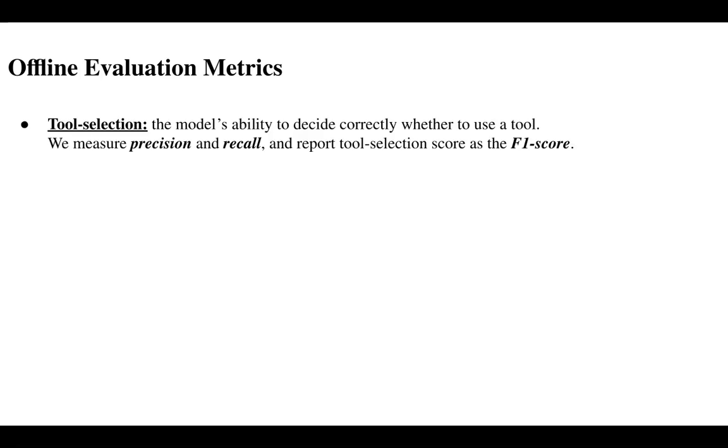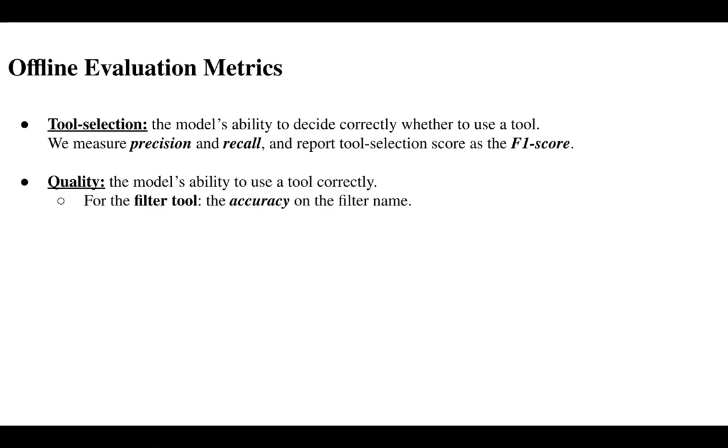First is tool selection, which measures the model's ability to decide correctly whether to use a tool. We measure precision and recall and report tool selection score as F1 score. Second is quality, the model's ability to use a tool correctly.